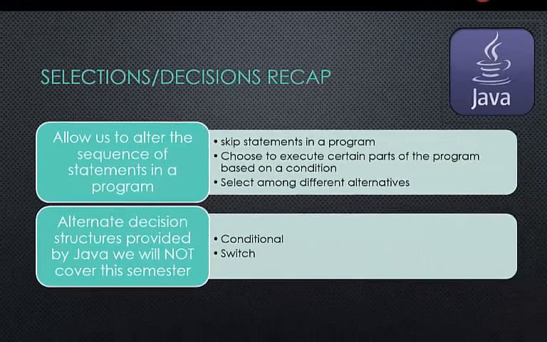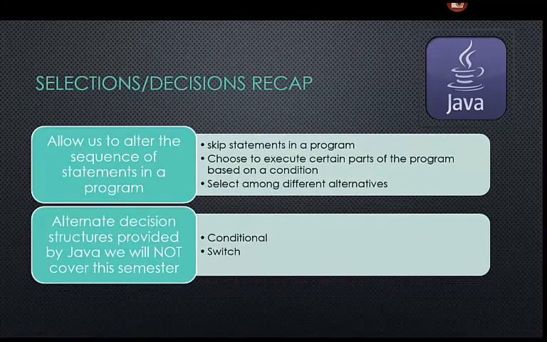Selections and decisions allow us to alter the sequence of statements in a program. We do that in Java using if or if-else, and we can nest those statements inside one another to make the multiple alternative if, else if, else if, else. This allows us to skip statements in a program or choose to execute certain parts of the program based on a condition. And with if, else if, else, we could select among different alternatives, like choosing the font color for our text.